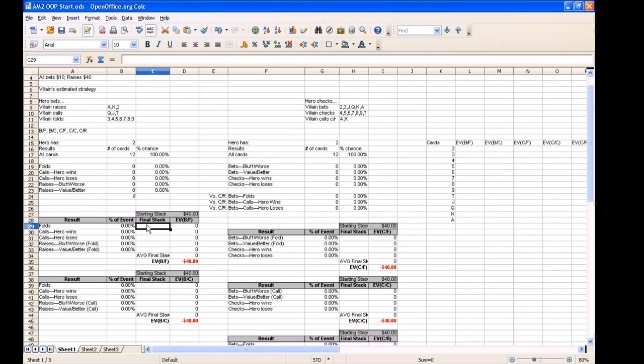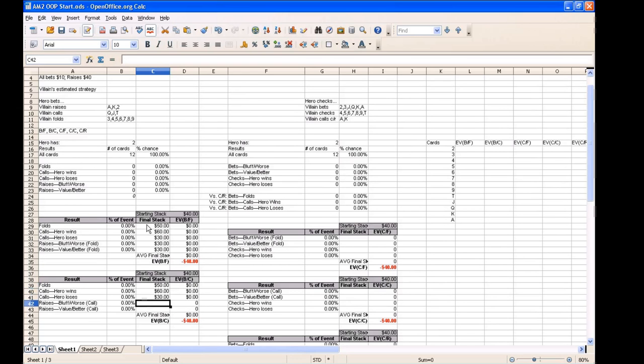When we bet and he folds, we have our 40 starting stack plus the $10 in the pot. When he calls and we win, we're going to get his 10 plus the 10 in the pot, so 60. When we get called and lose, we're down to 30. When he raises and we fold, it doesn't matter whether or not he's bluffing, we're going to end up with 30 because we're folding. Now, this is the bet call table. The first few are going to be the same.